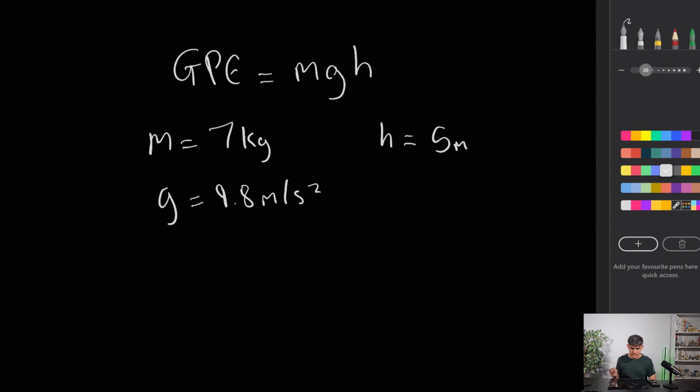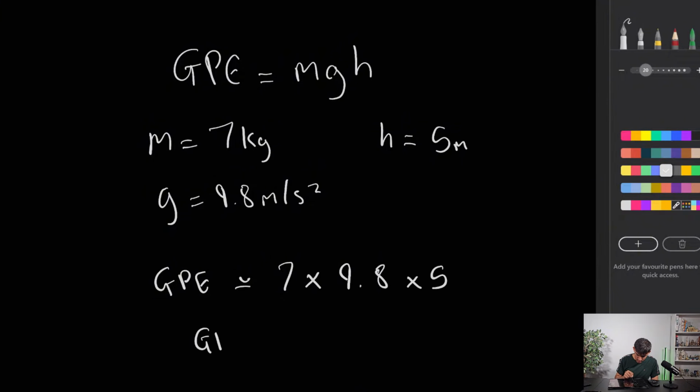So now it's just inputting these values into the equation to get GPE. So GPE equals 7 times 9.8 times 5, which we can put into the calculator. 7 times 9.8 times 5 equals 343 joules. And there we go, we've worked out the gravitational potential energy.